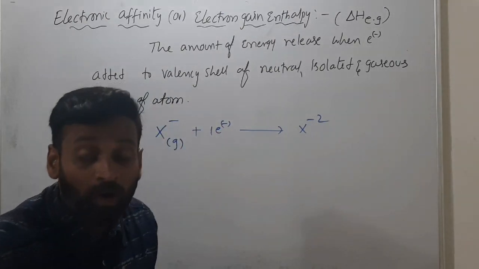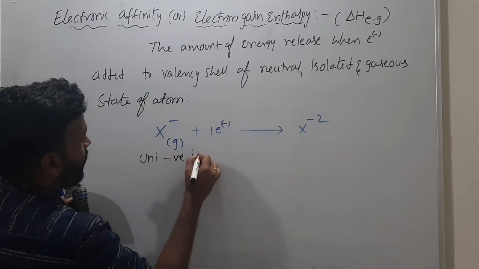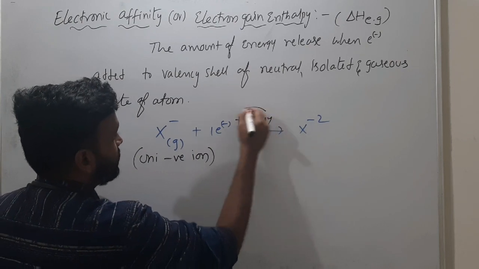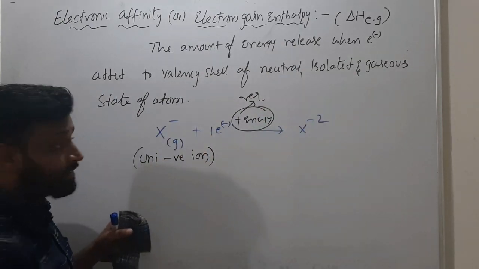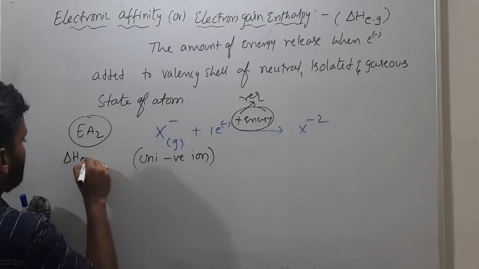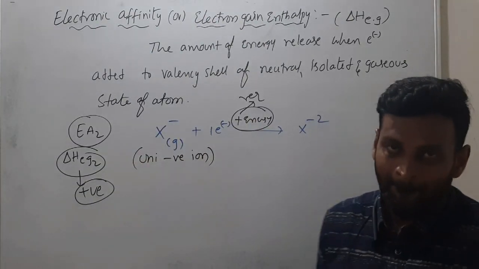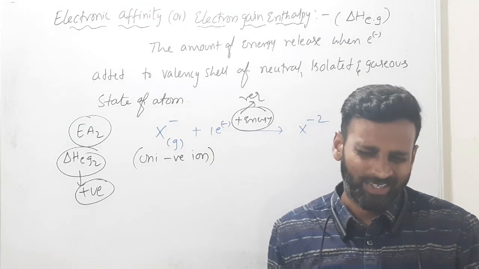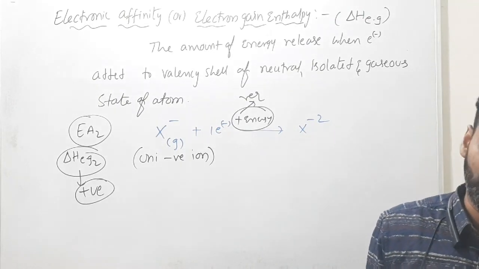But if you want to add an electron to a uni negative ion, then some amount of energy is required. In the previous case, I said energy is released. So this is called EA2 or delta H Eg2, and it is always positive. Like the second ionization potential, the second electron gain enthalpy is always positive.